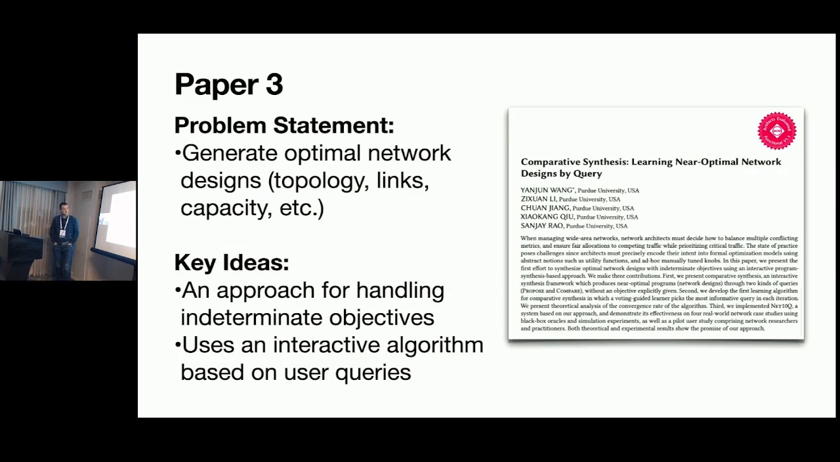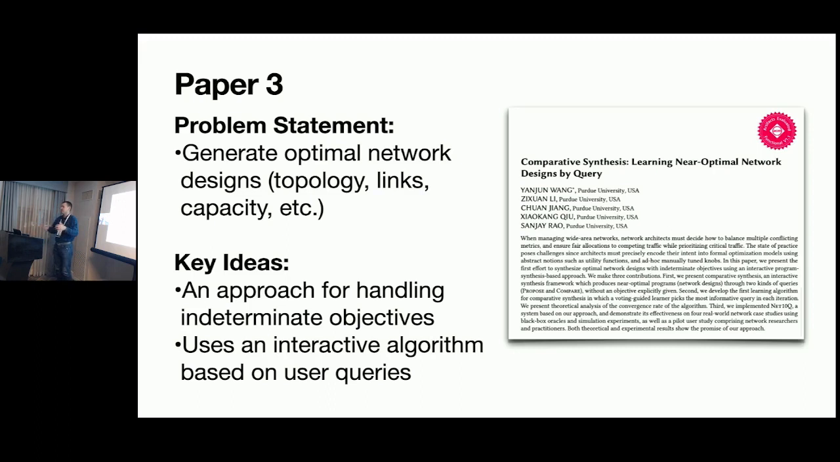And then the third paper in the session, the last one I'll show you, is comparative synthesis, learning near optimal network designs by query. And it's by a group at Purdue. And so here, one thing that's neat about this paper is it is applying synthesis in another domain. And so this is something that I love to see POPL papers do, because you're reaching out into another field and looking at their programming problems and seeing how you can bring them back in to our field and develop techniques. So specifically here, the kinds of programs they want to generate are network designs.